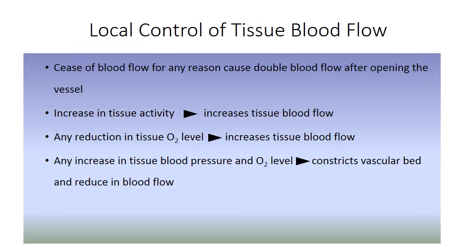In local control of tissue blood flow, please be careful about these sentences. Any block or stop of blood flow for any reason causes double blood flow after opening the vessel. And an increase in tissue activity leads to increased tissue blood flow. Any reduction in tissue oxygen level causes increased tissue blood flow. And any increase in tissue blood pressure and oxygen level causes constriction of the vascular bed and reduced blood flow.